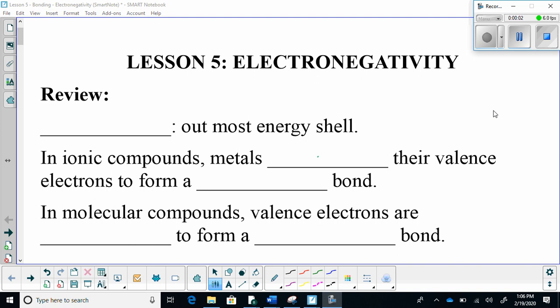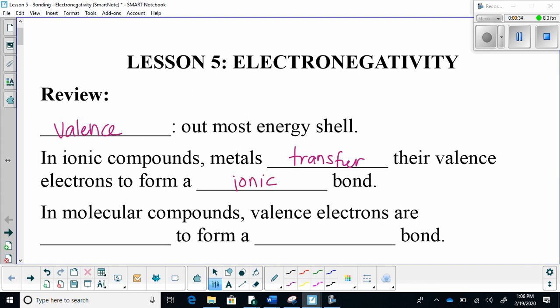Electronegativity. Let's do a little bit of review before we get into what electronegativity actually means. The outermost energy shell, what is that called? Valence. In ionic compounds, what do metals do with their electrons? They transfer their valence electrons to form what type of bond?